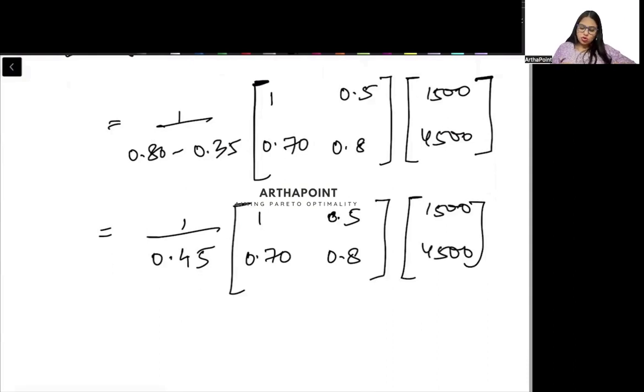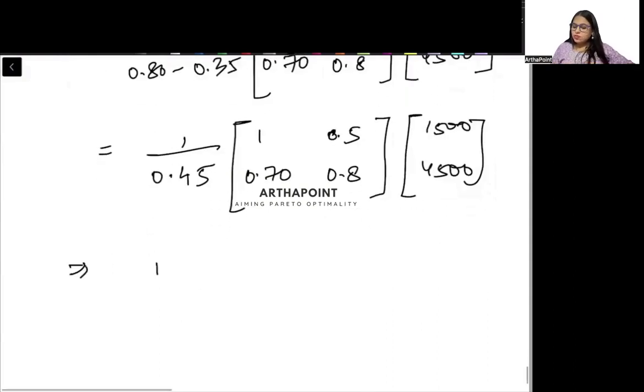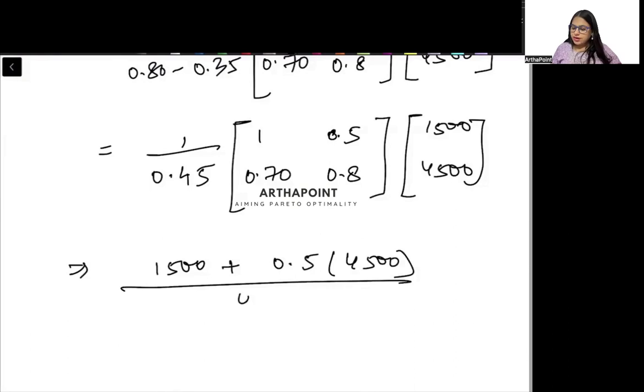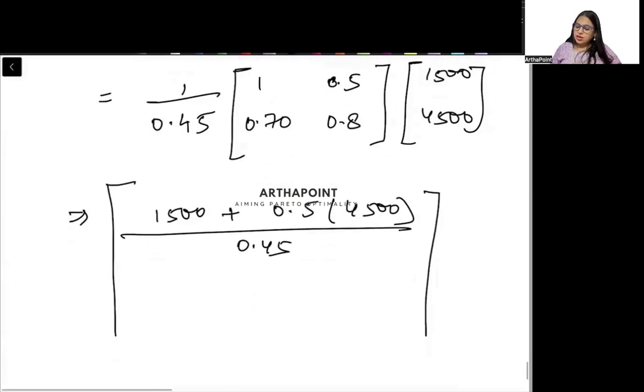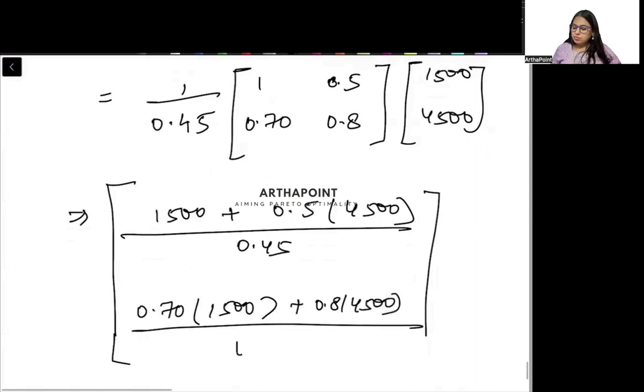So when you solve this, what will you get, beta? You will get 1500 plus 0.5 into 4500 divided by 0.45. This will be your first element. And your second element will be 0.70 into 1500 plus 0.8 into 4500 by 0.45. Right? Just give me 1 minute. I need to open the calculator. So you should be carrying a calculator at all times.